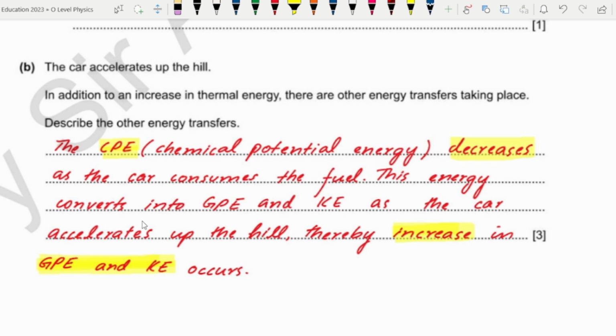So the chemical potential energy of the car is being converted into gravitational potential energy and kinetic energy of the car. Also, there would be sound energy as well as the car is moving, and there would be thermal energy also, but since the thermal energy they have already mentioned, you don't need to write thermal energy over here. The energies that are being increased are gravitational potential energy and kinetic energy. These are the main forms of energy.